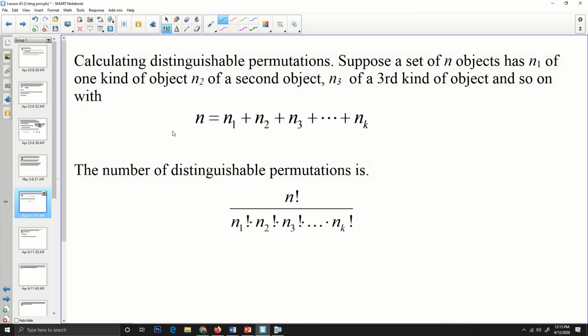Next, distinguishable permutation. Suppose a set of n objects has n1 of one kind, n2 of a second kind, and n3 of a third kind, and so on, so that if I add up the total numbers of each indistinguishable kind, it matches the total number of elements. Then the number of distinguishable permutations is n factorial, so we're counting all of the possible orderings that you could have. And then we're going to reduce that by dividing by each of the number of similar elements factorial. And I'll have an example of what that means later here in the examples.